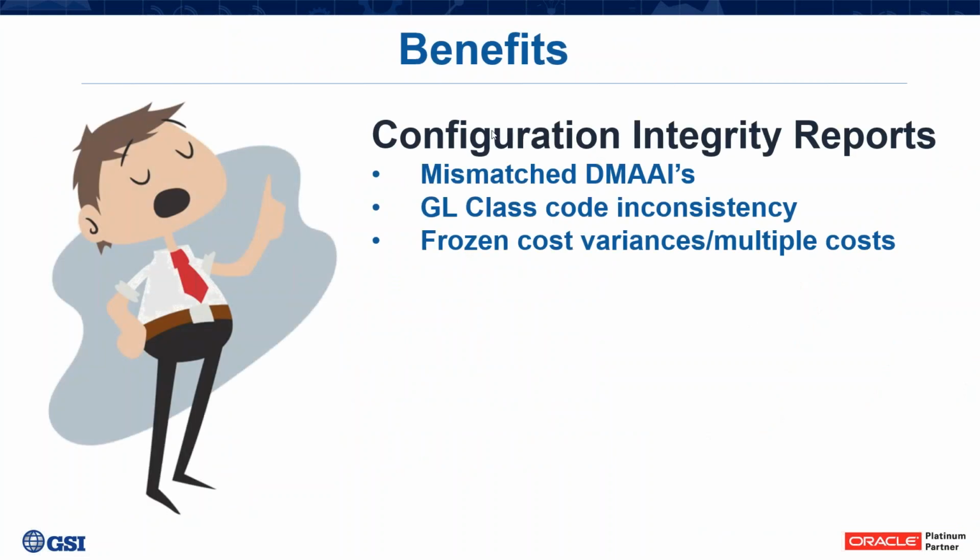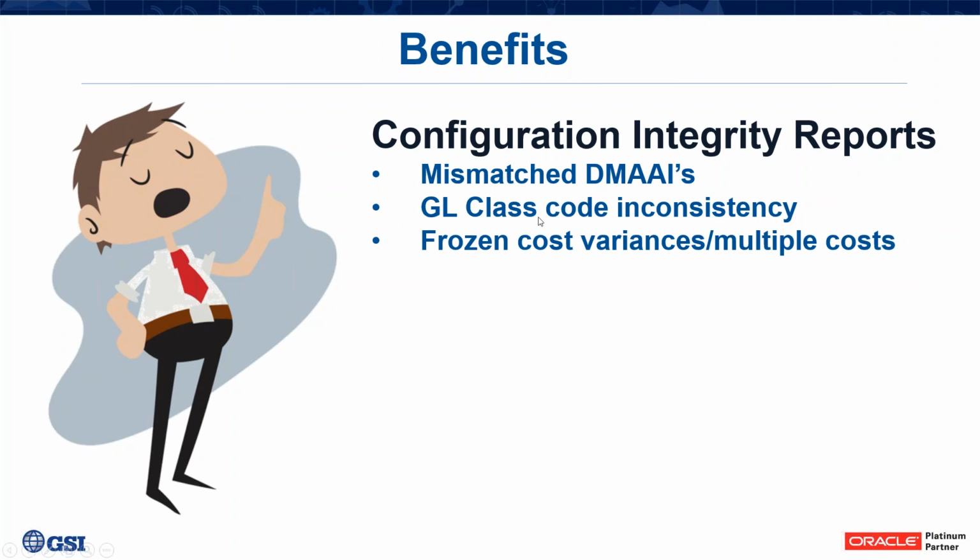Some of the benefits of this: all of those issues that I talked about, those 6 big issues, can all be dealt with by RapidReconciler. We can tell you where your mismatched DMAAIs are. We have a model table built in. We do the comparison to all those other ones. And we spit out a report that says, here are the DMAAIs you should look at.